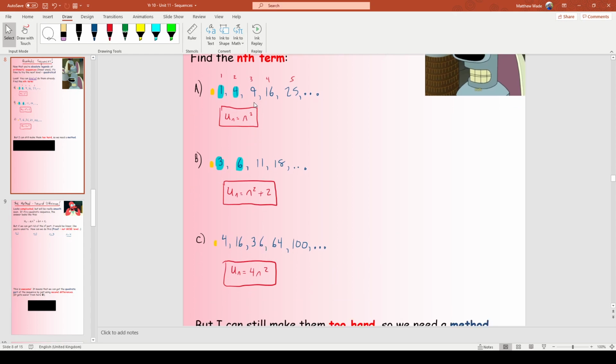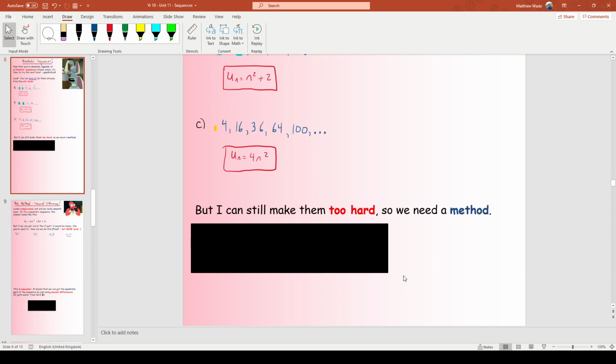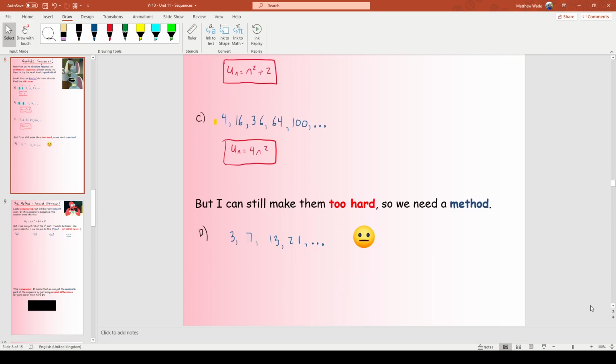Cool. Now, you can do these inspection ones, but it doesn't take too much for me to break it for you. Do it as a challenge, but I'm going to presume that nobody gets this. Pause it and see if you can come up with the rule for that. It's going to be something n squared plus something plus something. I'll bet you none of you get it. So push pause and have a think.